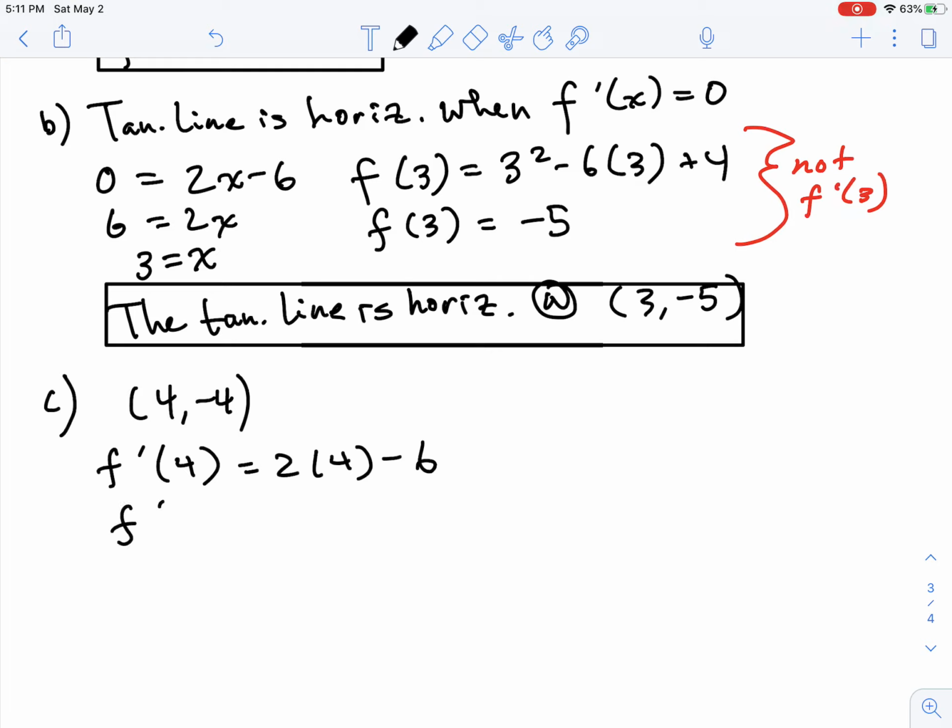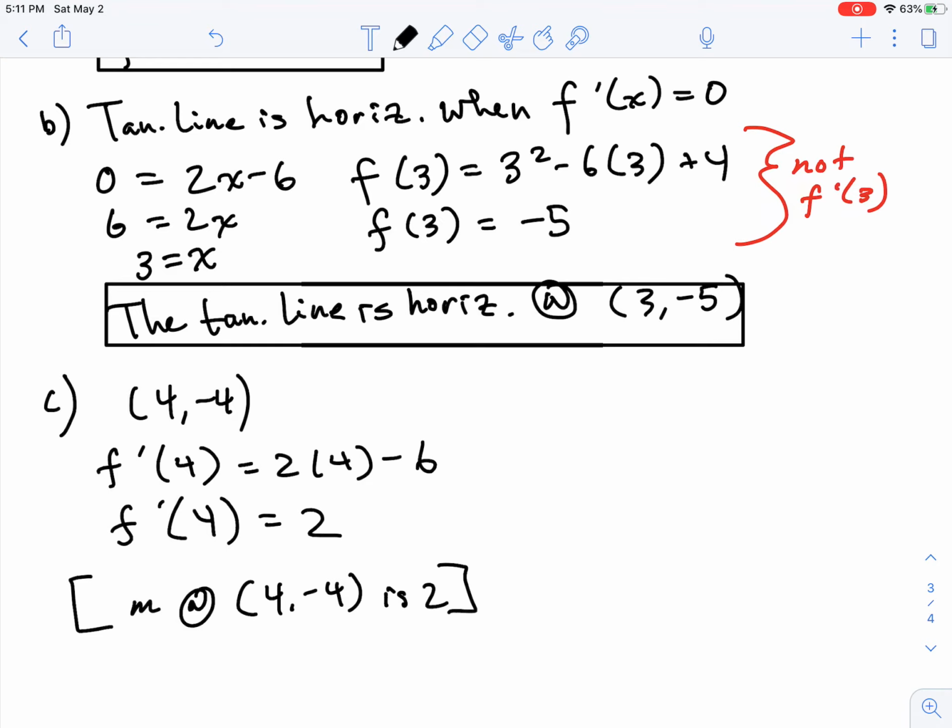So that's 2 times 4 minus 6. So f prime of 4 is equal to 2. Okay? So in other words, we can say our slope at 4, -4 is 2. Okay? All right. Now let's find the equation. Now we're ready for our equation.